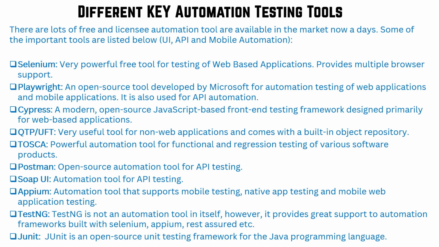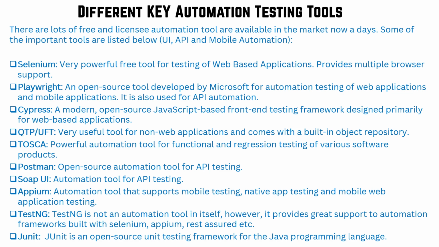Then Tosca nowadays came as a powerful scriptless tool, which is a paid tool as well, to automate different kinds of UI, web based or non-web based applications. Then in case you want to do API testing especially, you can go with SOAP UI and Postman. These are open source tools.